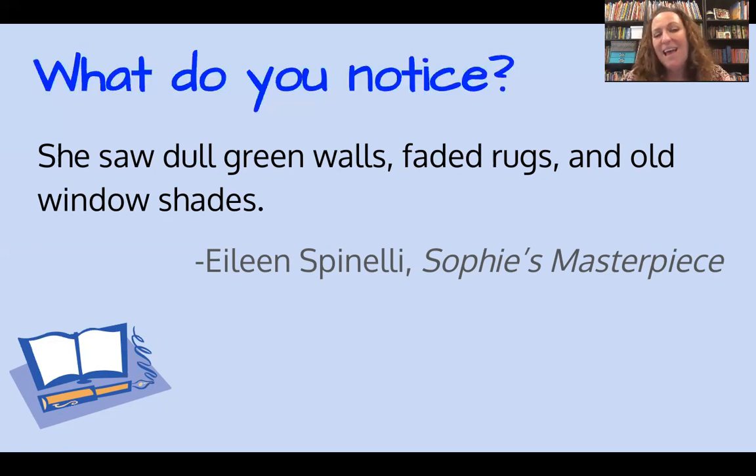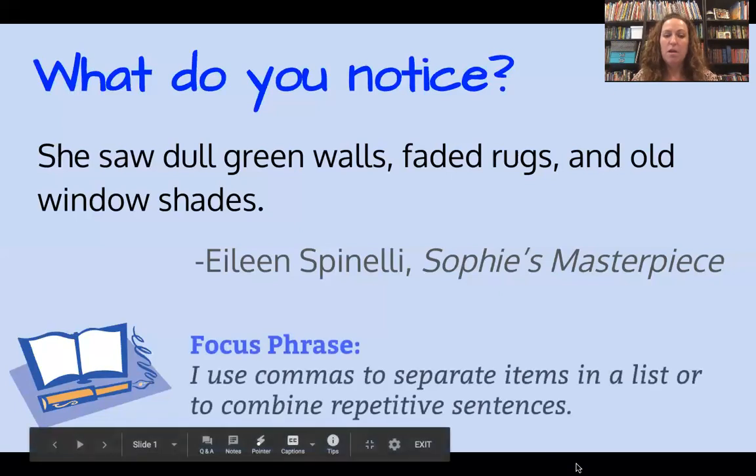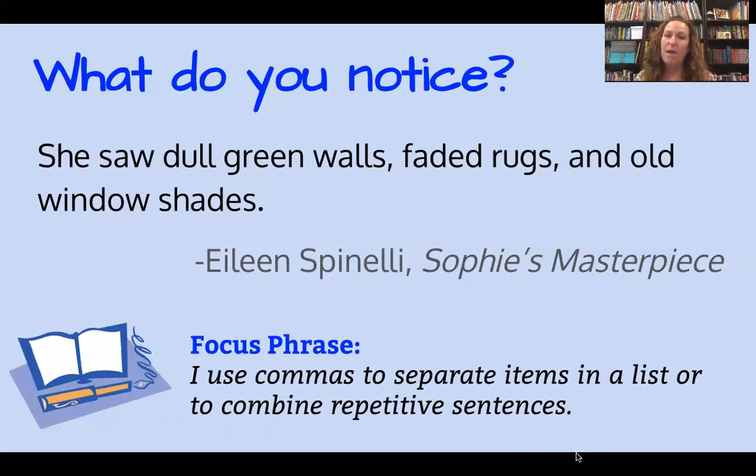So instead of saying she saw dull green walls, period, she saw faded rugs, period, and she saw old window shades, period, Eileen decided to combine all of those short sentences into one, because otherwise it would be pretty repetitive to say she saw, she saw, she saw. Instead, she's listing what she saw using those commas. So we can use commas to separate items in a list or even to combine repetitive sentences.